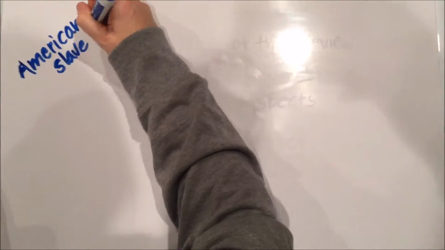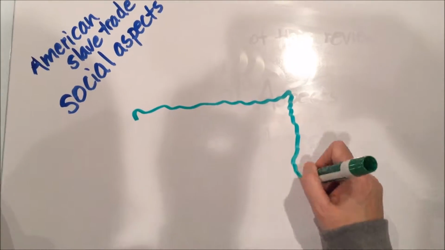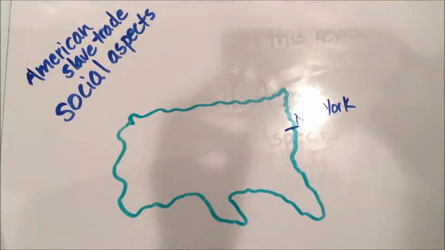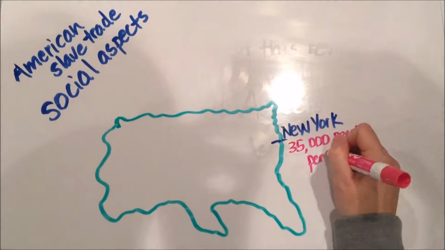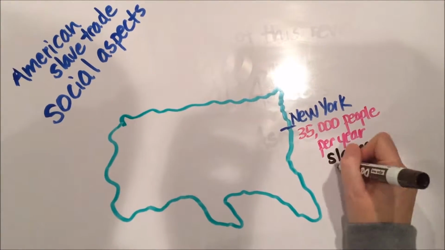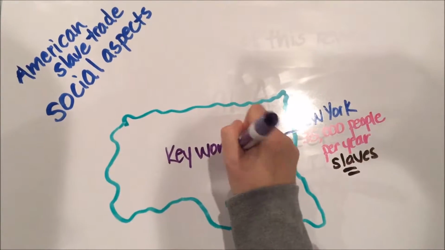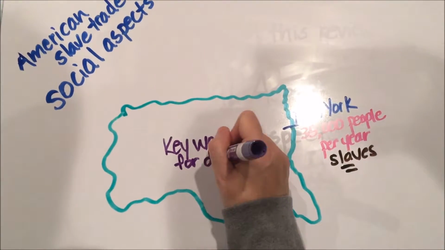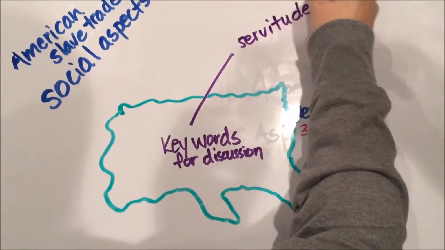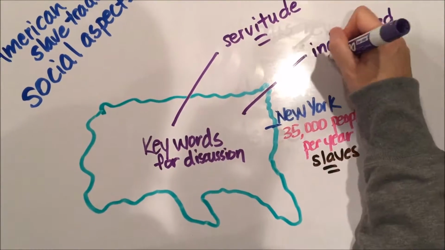Let's kick things off by talking about the American slave trade's social aspects. Most slaves were brought into America through ports in New York. Up to 35,000 a year were brought in. A key element to review is the fact that some slaves were actually just indentured servants brought from Europe. An indentured servant was someone who wanted to come to America but couldn't pay for it, so they would enslave themselves to someone who would pay for them to come across in return for a certain amount of work.